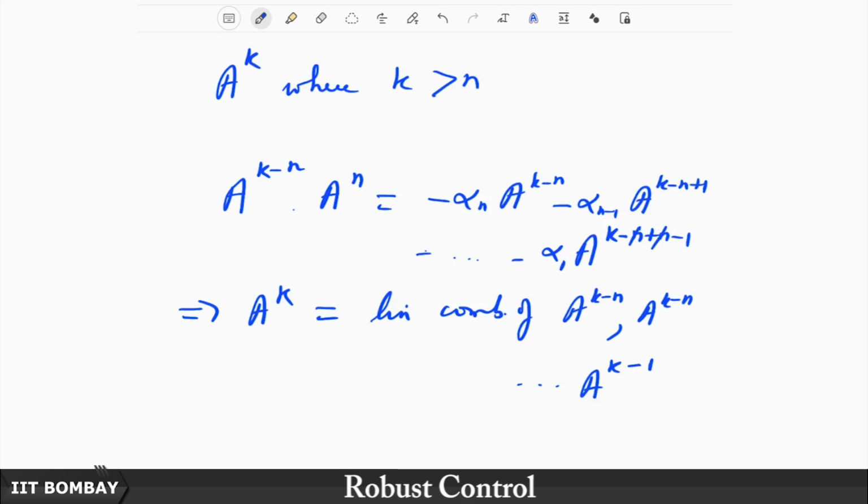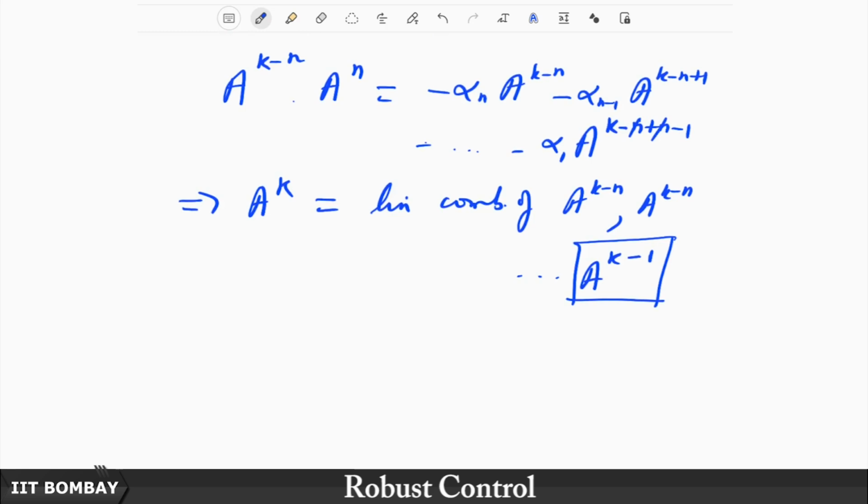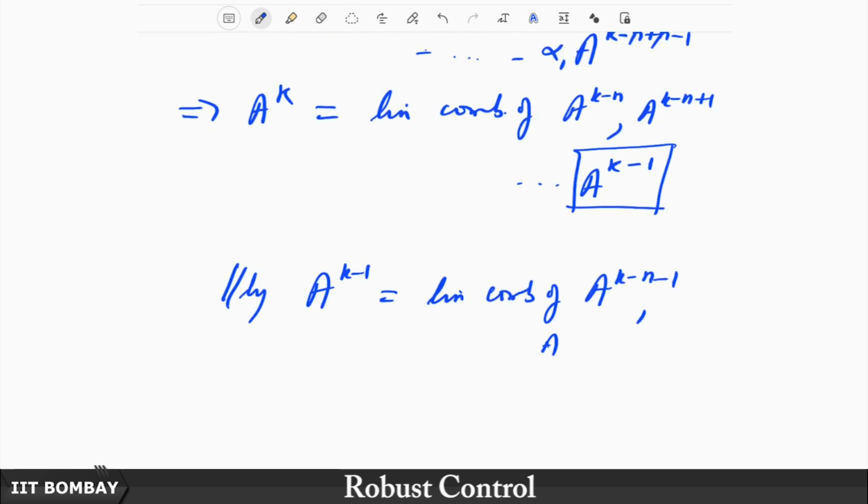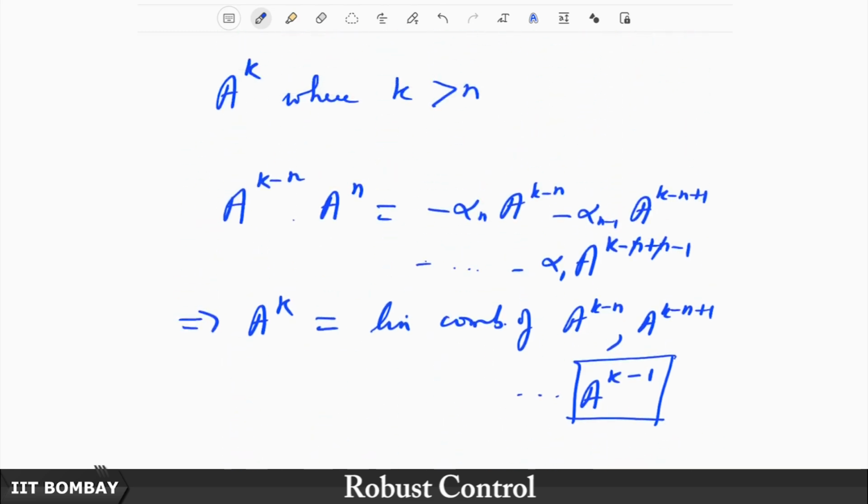But then notice that if I now look at k minus 1, this is like a reverse kind of proceeding to what you generally do in mathematical induction. So, now a to the k minus 1 can also be written as, so long as k minus 1 is greater than n, the same step can be carried out. Similarly, a to the k minus 1 is equal to a linear combination of a to the k minus n minus 1, a to the k minus n, dot dot dot, till a to the k minus 2, right.